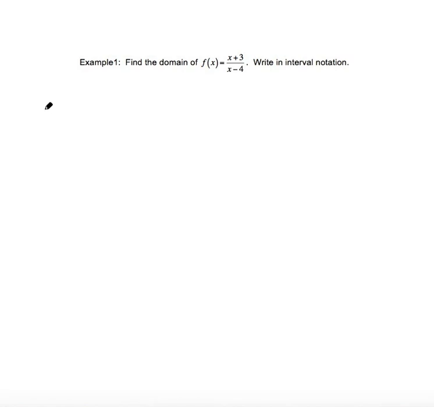So rule 1 definitely applies, okay? So I take the denominator, which is x minus 4, and I know that the denominator cannot equal 0. And then I'm going to solve that. So x cannot equal positive 4.